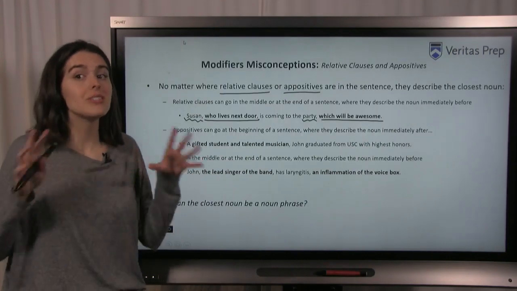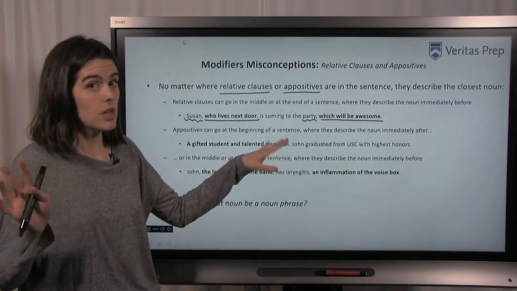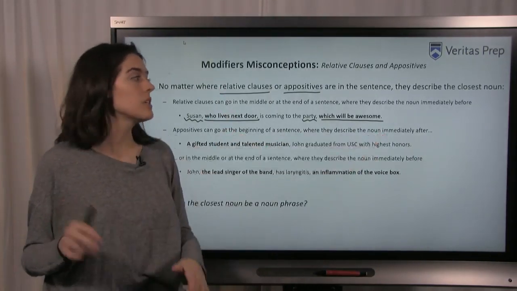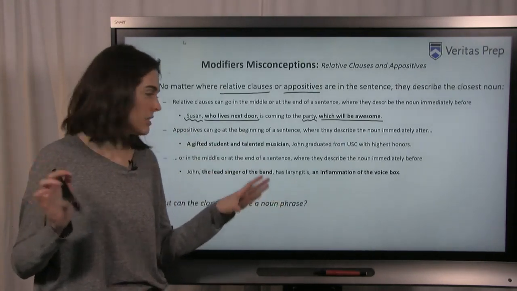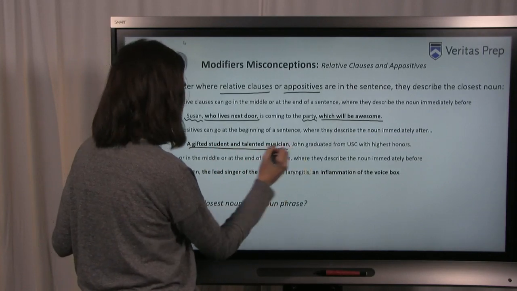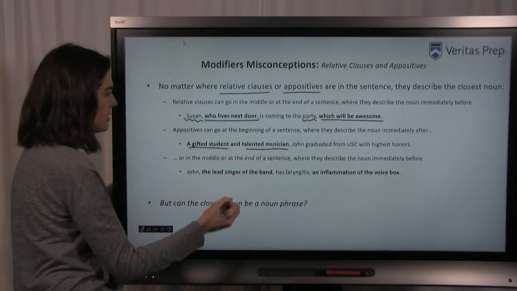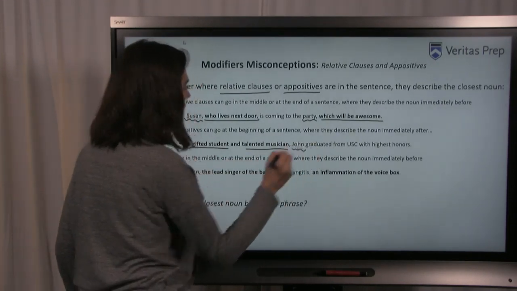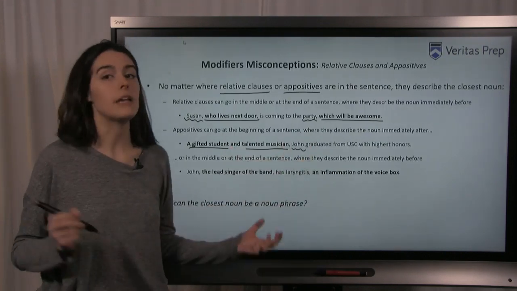Appositives, so those are those noun phrases, right? They can go at the beginning of the sentence, unlike relative clauses. Now, at the beginning of the sentence, they're going to describe the noun immediately after. That's just the same as participial phrases. So, for instance, a gifted student and talented musician, so two parts, a gifted student and talented musician. John graduated from USC with highest honors. So, those things are describing John.